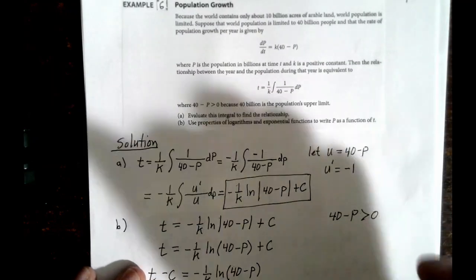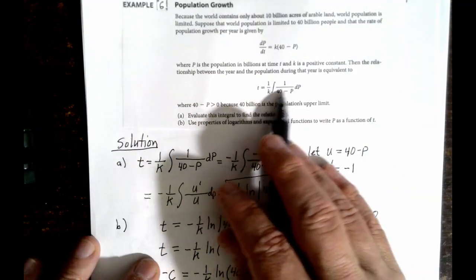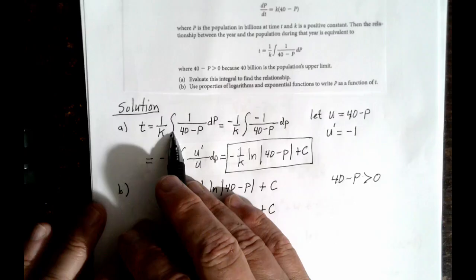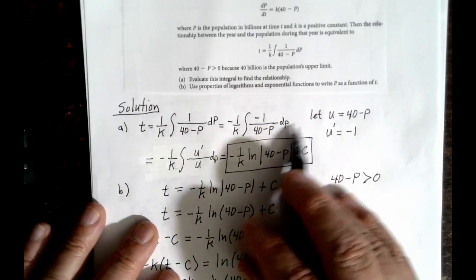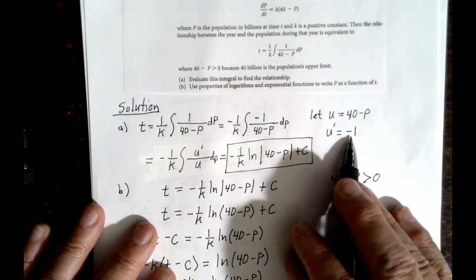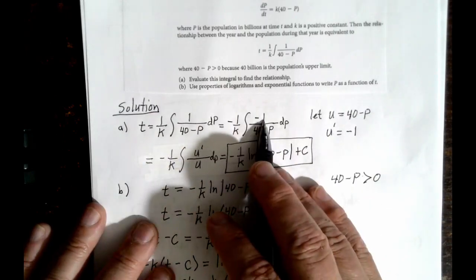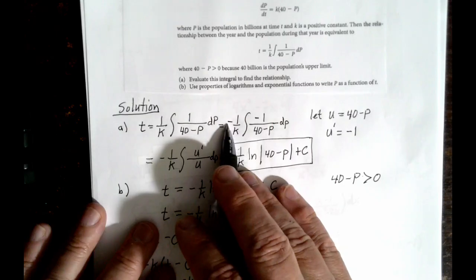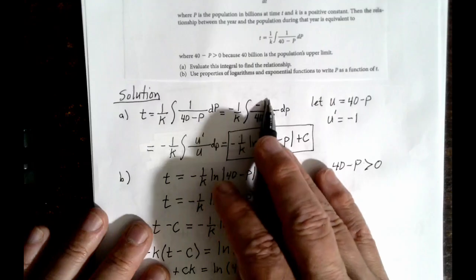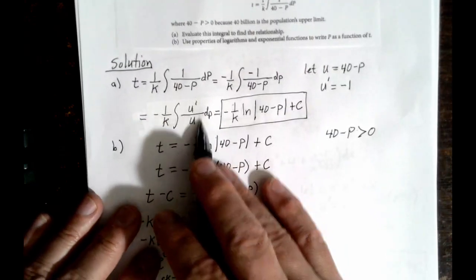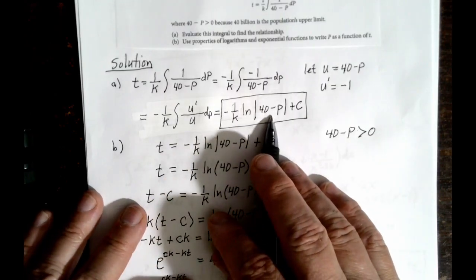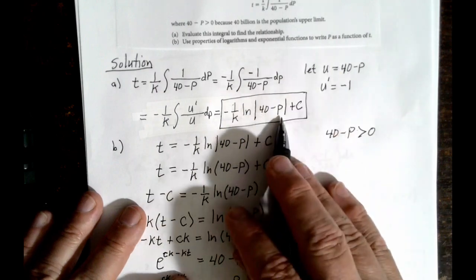Population growth, this one's a little tricky, but they want you to take the integral of that. The first thing you want to realize is that you let your denominator 40 minus p equal u, so your u prime is just -1. And so if you put a -1 on the top, you got to put a -1 on the outside to cancel each other out. So now you've got u on the bottom, you got u prime on the top, and you got your dp out there, so it's ready to go, and you take the integral and you get the natural log of the absolute value of u, and u is 40 minus p.